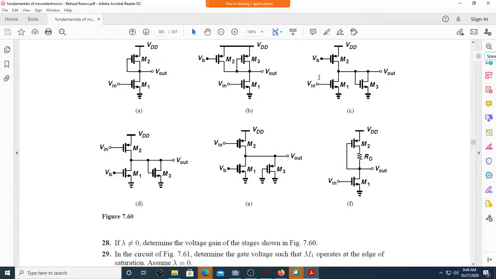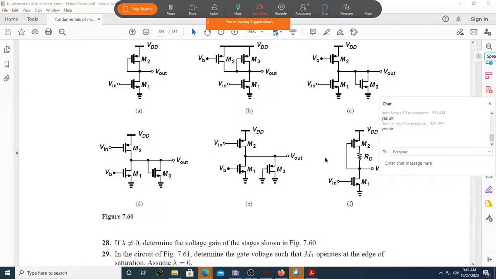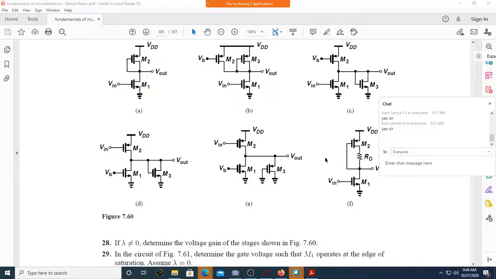Now come to this C. Is it okay with all of you? Let me just know from the chat box. Are you all getting it? What is that question number? Okay, figure number B. Are you all okay with B? How did I get minus GM1 into R01 parallel with so and so?